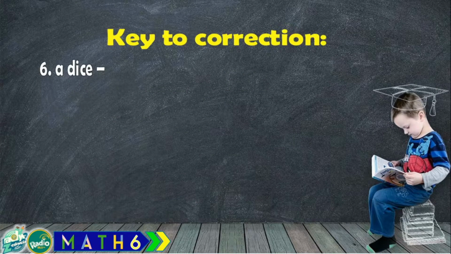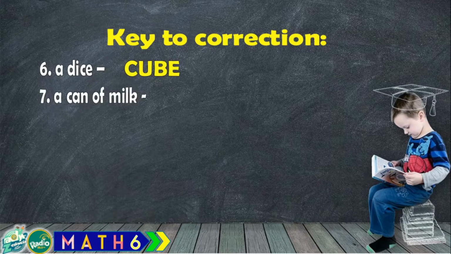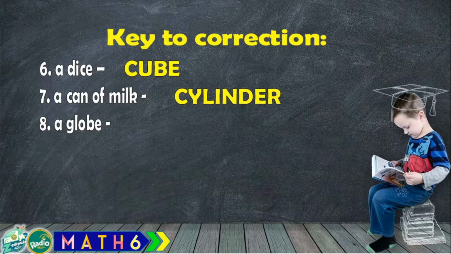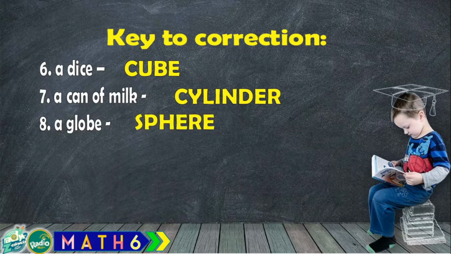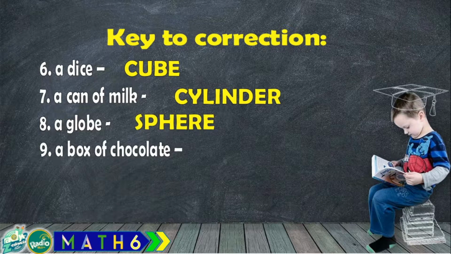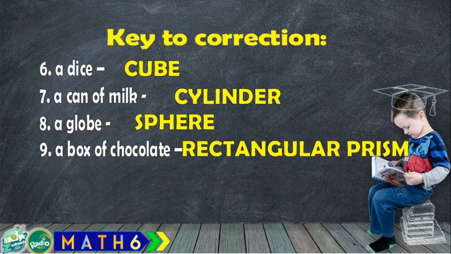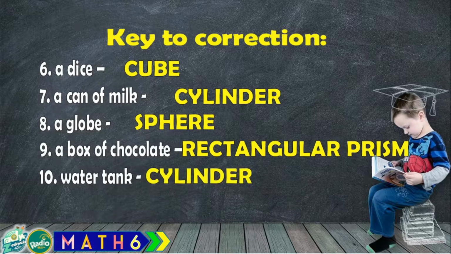And for number 6, a dice, very good, it's cube. And for number 7, a can of milk, correct, it's cylinder. Number 8, a globe. If your answer is sphere, then you are correct. Number 9, a box of chocolate. If your answer is triangular prism or rectangular prism, well, you are correct. And for the last item, water tank, very good, it's cylinder.